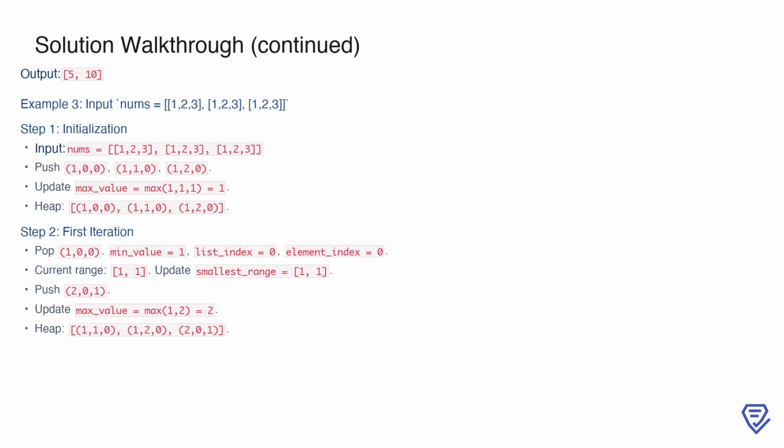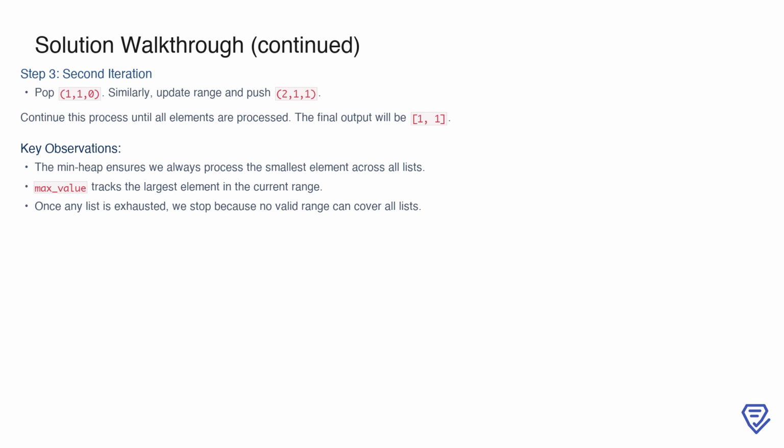Next, we push (2, 0, 1) into the heap, the next element from list 0. The max_value is updated to 2 because max(1, 2) equals 2. The heap now contains (1, 1, 0), (1, 2, 0), (2, 0, 1). In subsequent iterations, we continue processing the smallest elements, updating the range, and pushing the next elements into the heap.